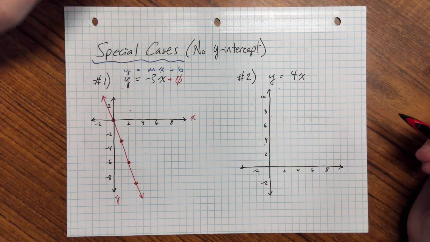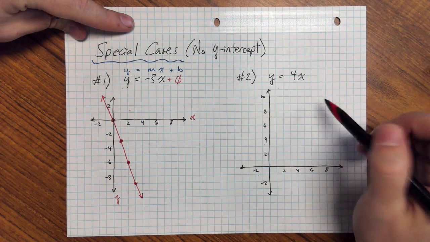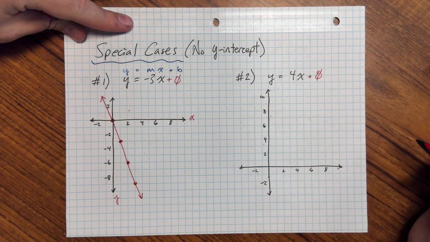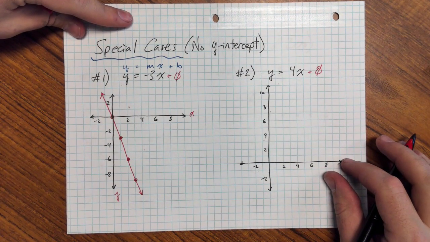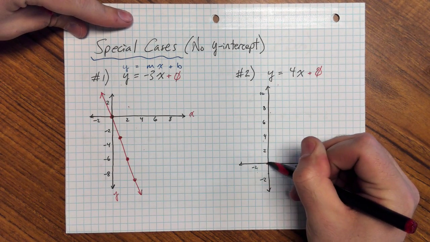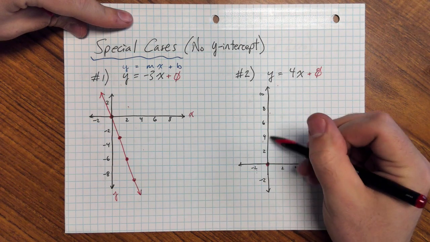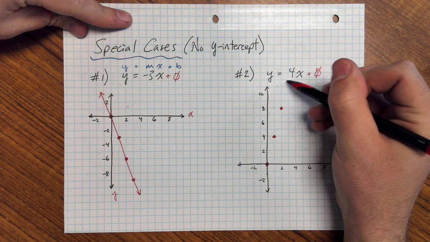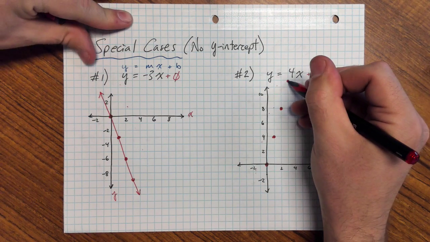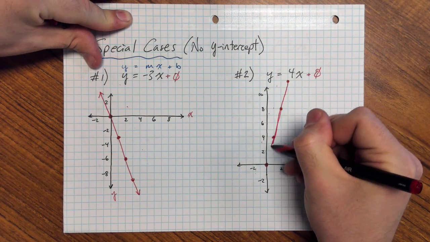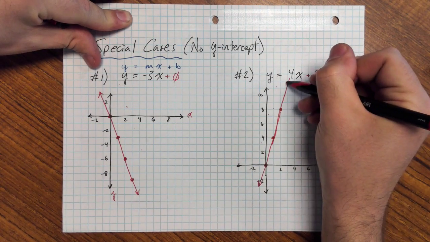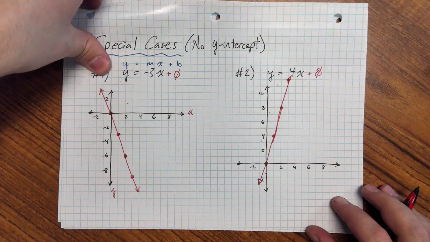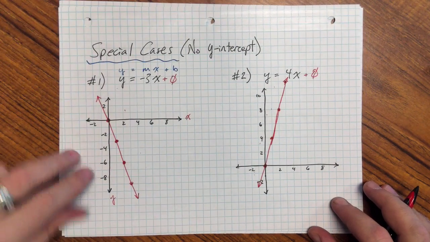This one over here, same thing. There's no y-intercept listed, so it's technically just plus 0 here, and then 4 is our slope. So we start by graphing our y-intercept at 0, and then our slope says go up 4 over 1, up 4 over 1, and now we have our line. All right, so that's what it looks like if there's no y-intercept listed. It's just a y-intercept of 0.